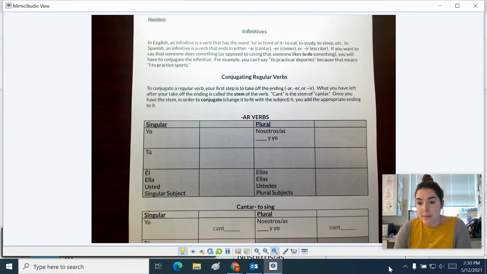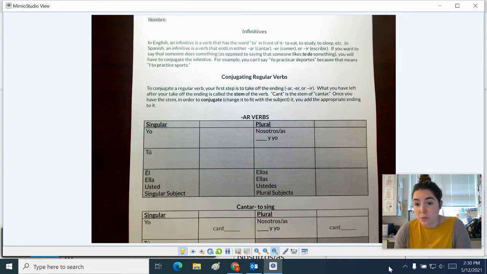So on your vocab list right now, as they are, when you look at it and it says comer, comprar, correr, dormir, hablar, those are what's called infinitives. So infinitives are in English when you have the word to in front of a verb. So to talk, to study, to ski, to eat, to sleep.